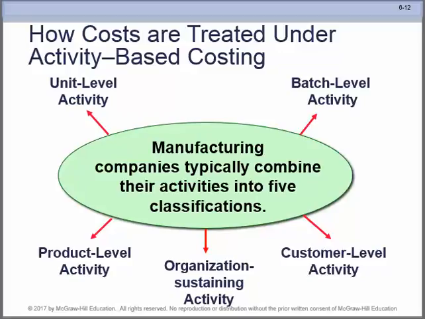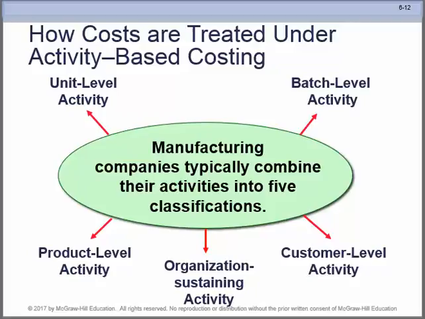Organization sustaining activities are our final one, and these are carried out regardless of which customers are served, which products are produced, how many batches are run, or how many units are made. So providing electricity to the office, well, that's going to happen regardless. Having the water for the office, again, that's going to happen. These are organization sustaining activities that have a cost associated with them, but may or may not be associated with a specific product or batch or customer.